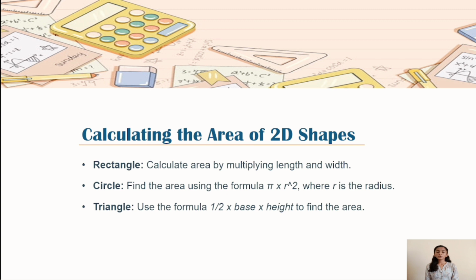Calculating the area of 2D shapes. Rectangle. Calculate area by multiplying length and width. Circle. Find the area using the formula pi r square, where r is the radius. Triangle. Use the formula half into base into height to find the area.